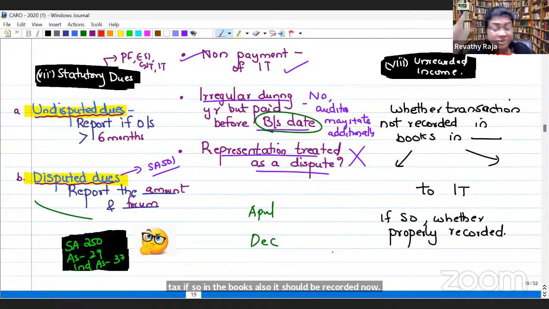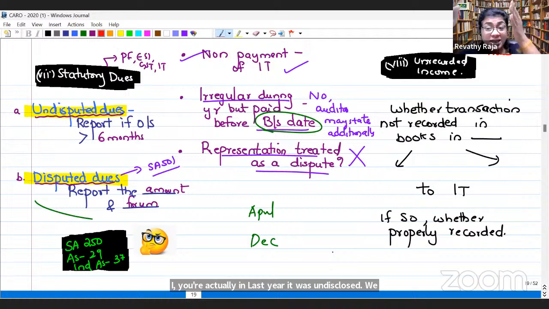Last year it was undisclosed, we did not show. Now in the current year we have surrendered, disclosed to income tax. Then shouldn't you put the entry and show it in the current year books also? Answer is yeah. That's it.